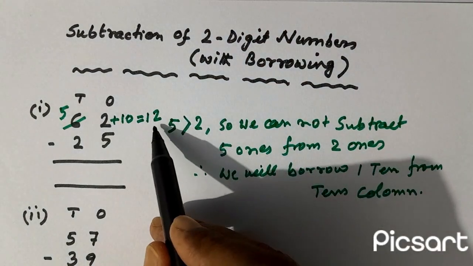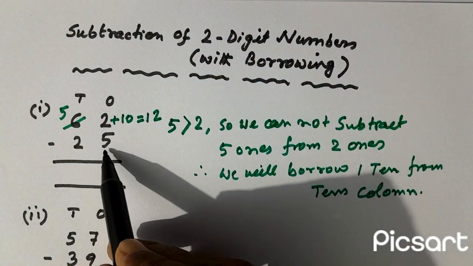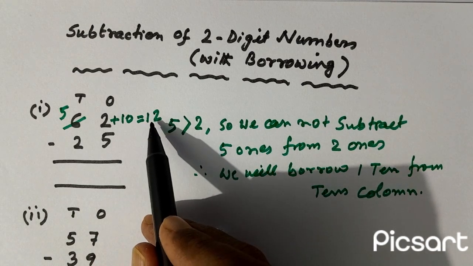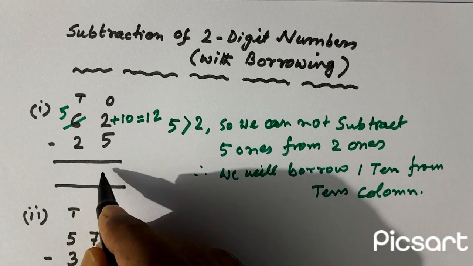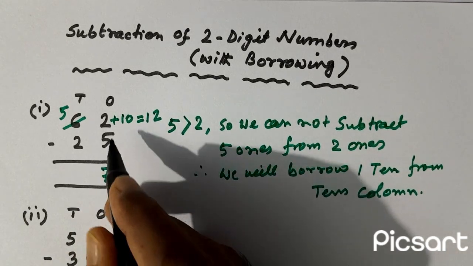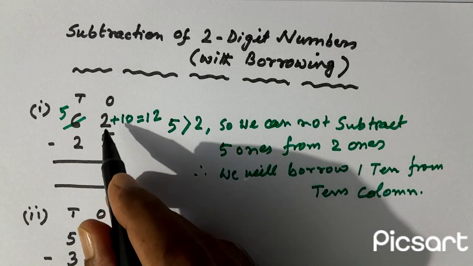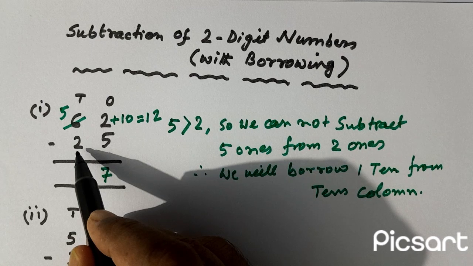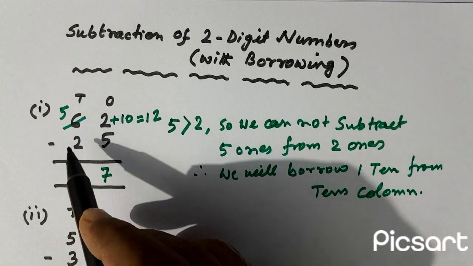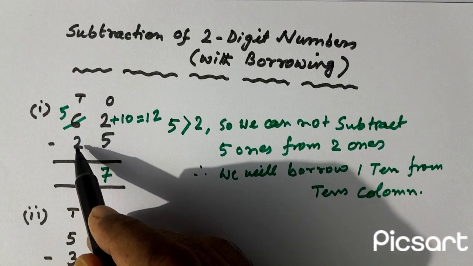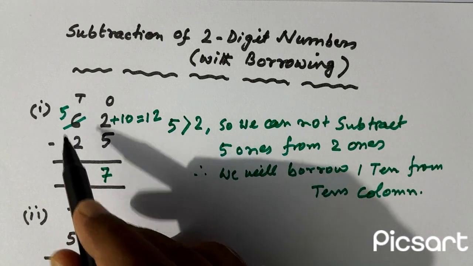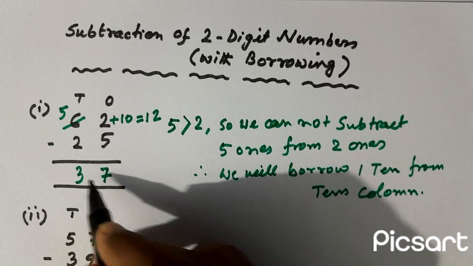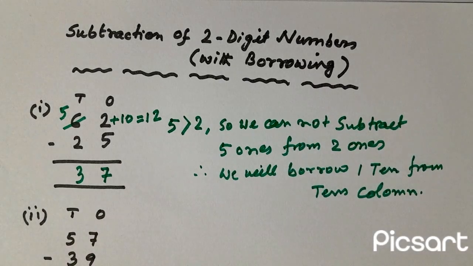Now from 12 we have to reduce 5. So if we deduct 5 ones from 12 ones, we will have 7 ones in hand. So we'll put 7 in ones column. But here we have 2 tens, here it is 5 tens. So if we subtract 2 tens from 5 tens, we will have 3 here. So 37 is the answer here.